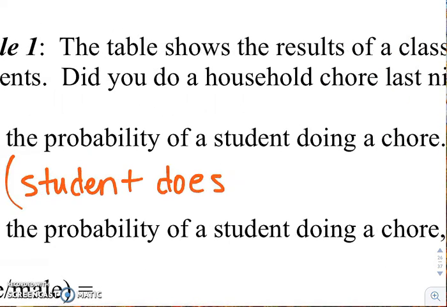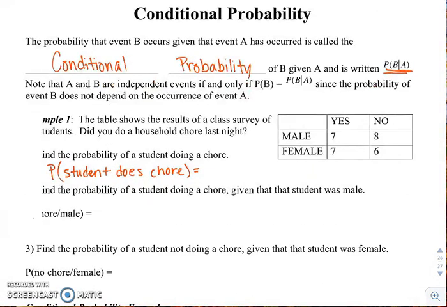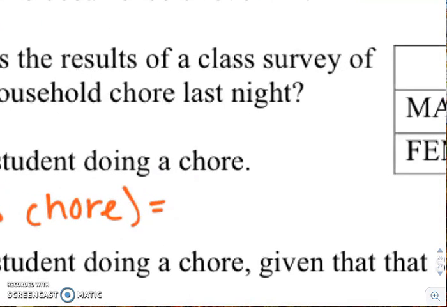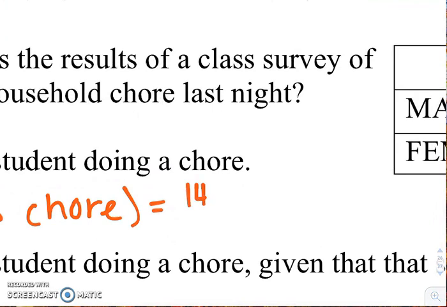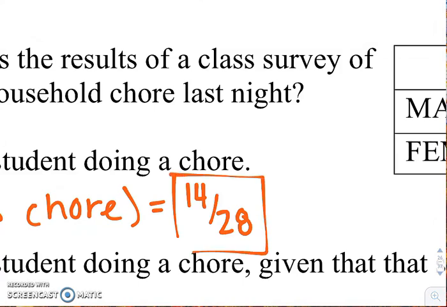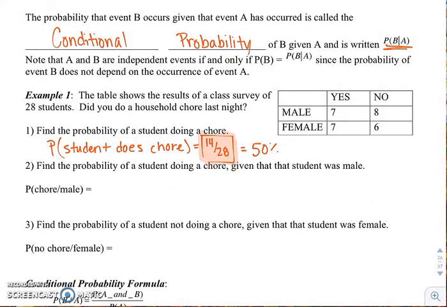And you guys don't have to write this part out. I just like to write it out. So out of the 28 students, how many said, yes, we do a chore? 7 plus 7, which is 14 out of 28. So that would reduce to 1/2, or 50%.